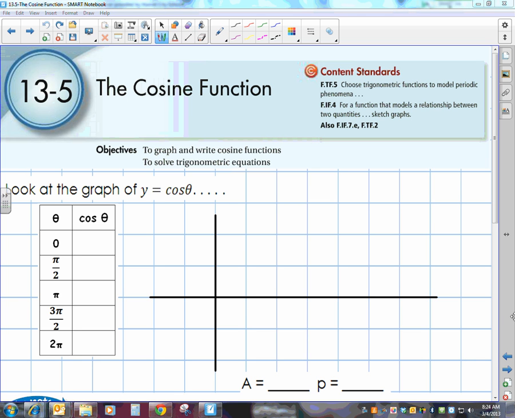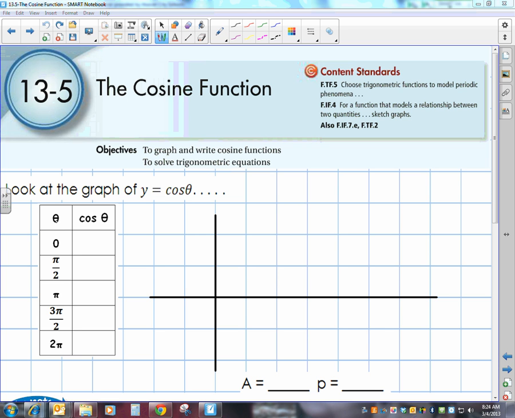Okay, remember from our unit circle, we are looking at the graph of y equals the cosine of theta, and on our unit circle we were limited to the circle. We just kept going around the circle. And now we're taking that circle and opening it out onto a coordinate plane.